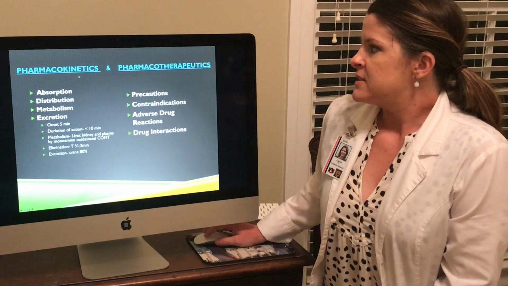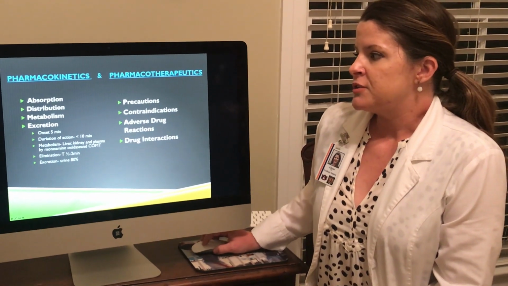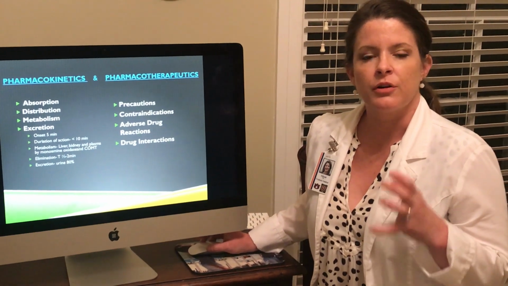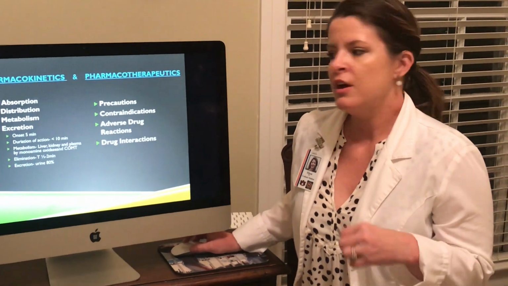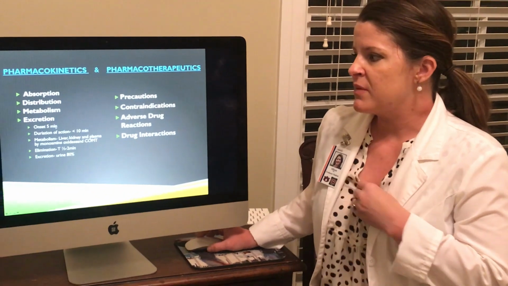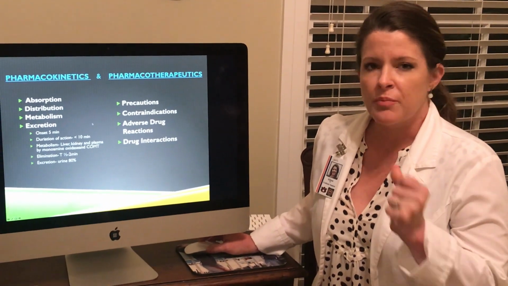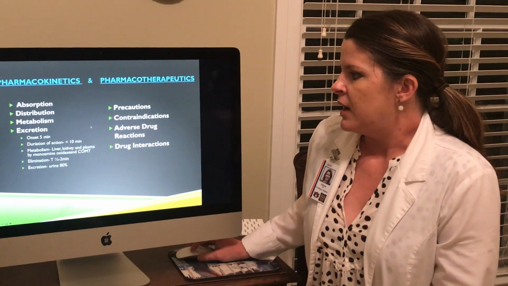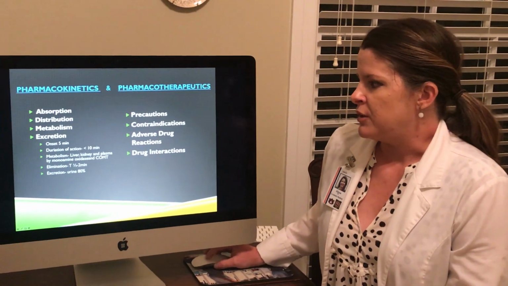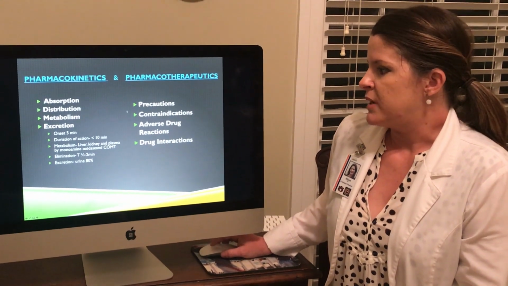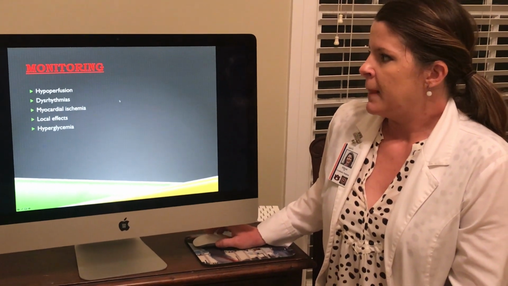Here on the pharmacokinetics and pharmacotherapeutics, we have absorption and distribution, and these are all very common because these vasopressors are often in critical drips and they have a very short half-life. So we're looking at an onset of 5 minutes, a duration of an average of 10 minutes, and a very short half-life, because when you turn the pump off, the medication's usually not lasting too long. Elimination in 2 minutes, and it's excreted in the urine.